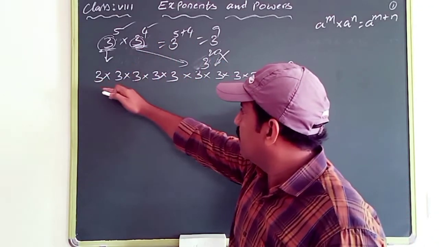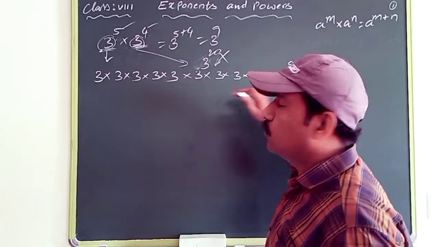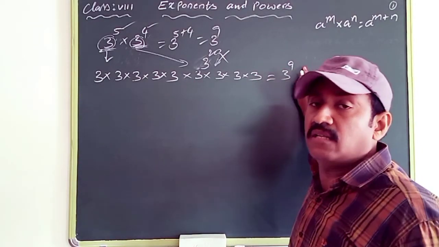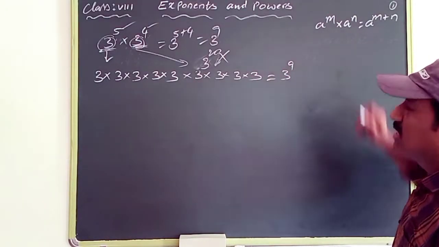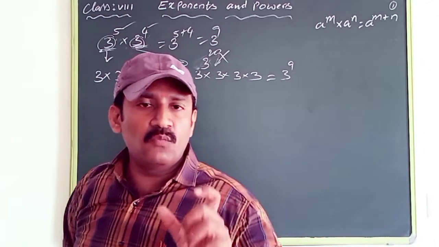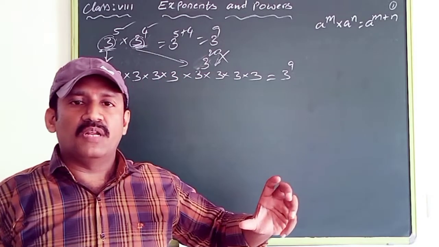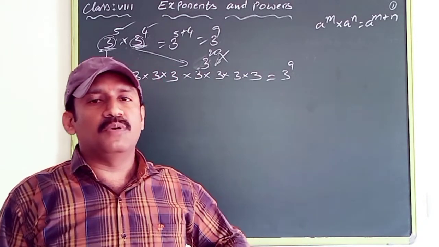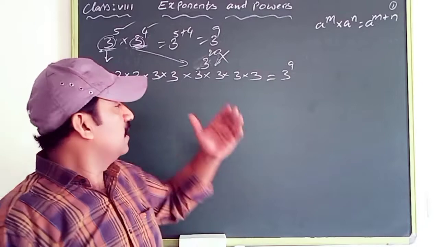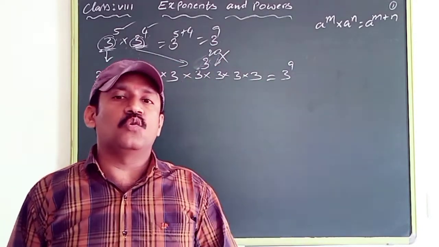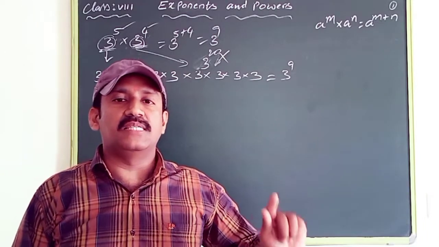3 power 5 means 5 times we have written. 3 power 4 means 4 times we have written. Total how many 3's are there? 9 3's are there. 3 to the power of 9. This is the formula. Come on, tell me what is the formula then. You can read along with me. 3 to the power of m into 3 to the power of n. That means a to the power of m into a to the power of n is equal to a to the power of m plus n.